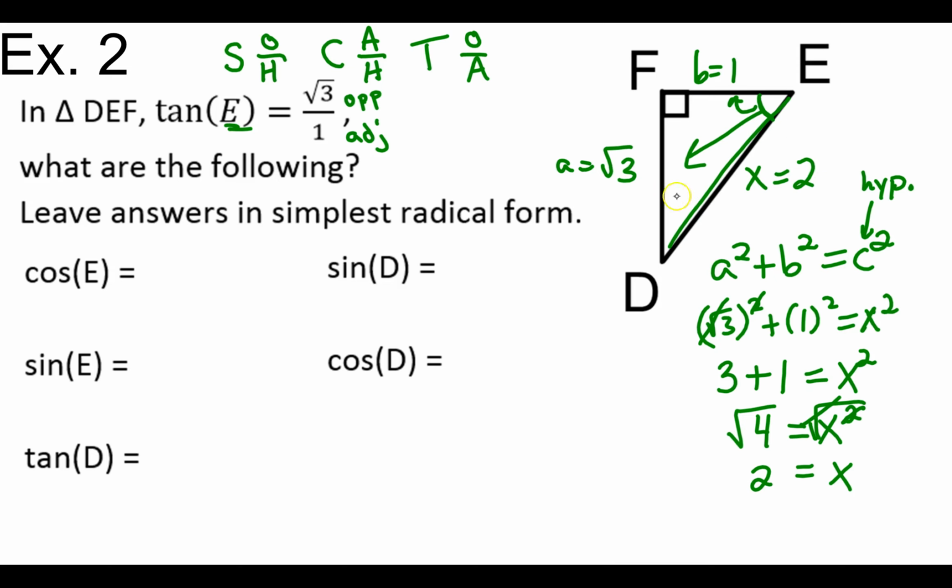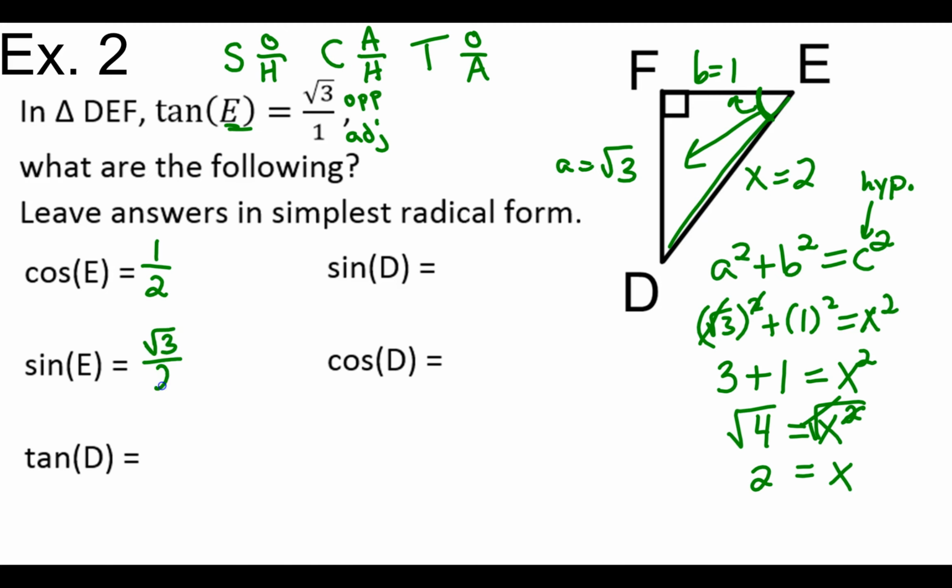So now that we've gotten all three sides of the triangle, we can make some pretty quick work of getting these ratios. So cosine of E. Cosine, adjacent over hypotenuse. So I'm going to go up to angle E. Adjacent to angle E is 1. Hypotenuse is 2, that value we found. All right, sine of E. Looking at angle E, that's opposite over hypotenuse. So the opposite of E is square root of 3.